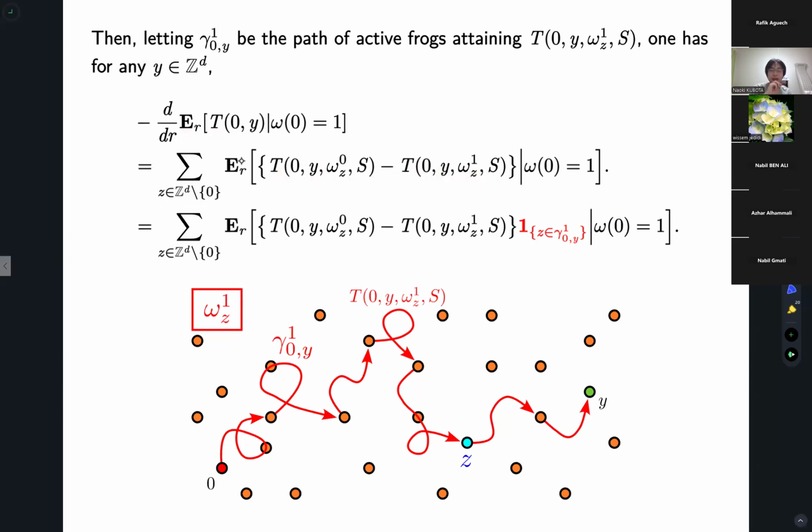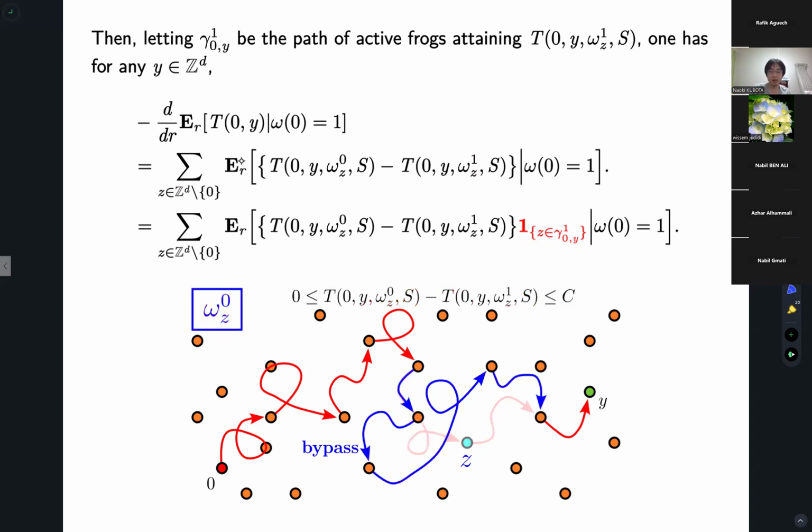This difference is equal to 0 if these two first passage times do not use the frog sitting on the site Z. Because only one state is changed on the site Z, we can put this restriction in the expectation.